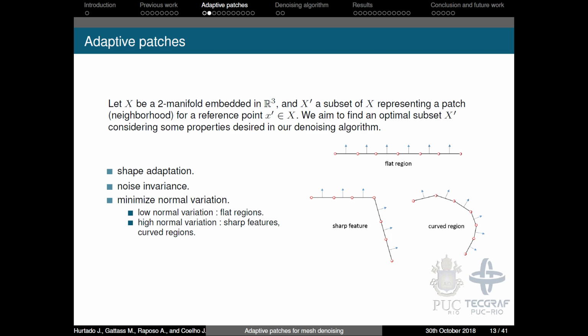So let us represent the mesh as a two-manifold X, where X prime is a subset of X and represents a patch, using as reference points the lowercase x prime, which is also contained in X. We aim to find an optimal subset X prime such that this subset must be adapted to the shape, must be invariant to noise, and must minimize normal variation. For example, if we have a flat region, the normal variation will be lower than if the patch is describing a sharp feature or a curved region.